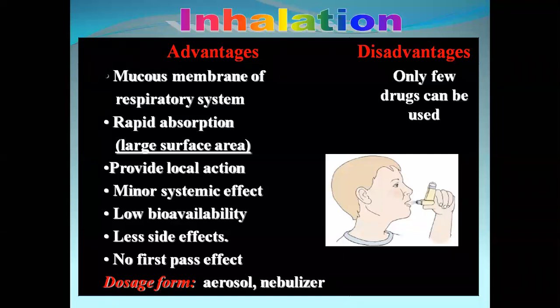Bioavailability you will study in the absorption part of pharmacology. For now, just remember that bioavailability is the rate and extent of drug absorption into the systemic circulation. As the inhalational route has minor systemic absorption, it has low bioavailability. This route has fewer side effects and no first pass metabolism. The dosage forms for the inhalational routes are aerosol and nebulizer. The disadvantage is that only a few drugs can be given through inhalation.